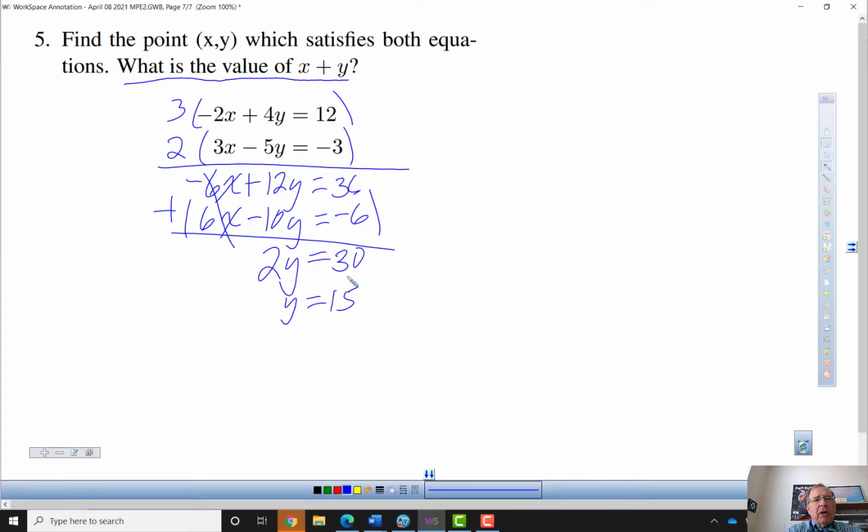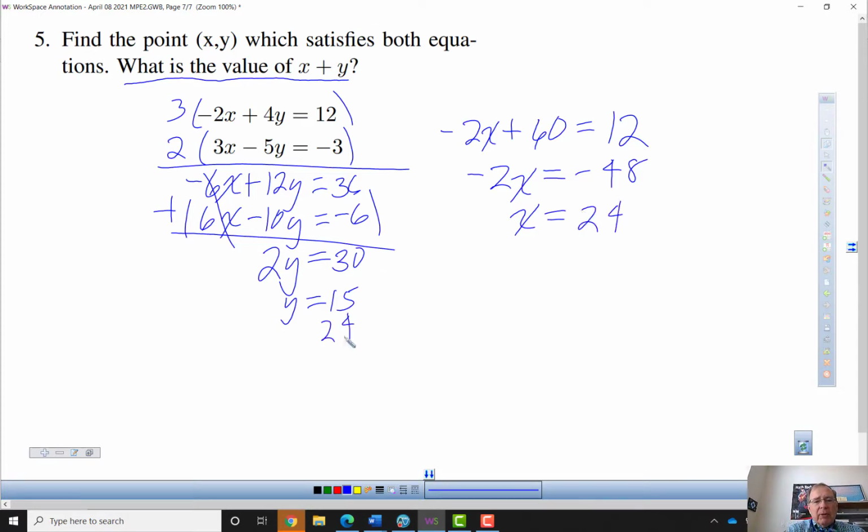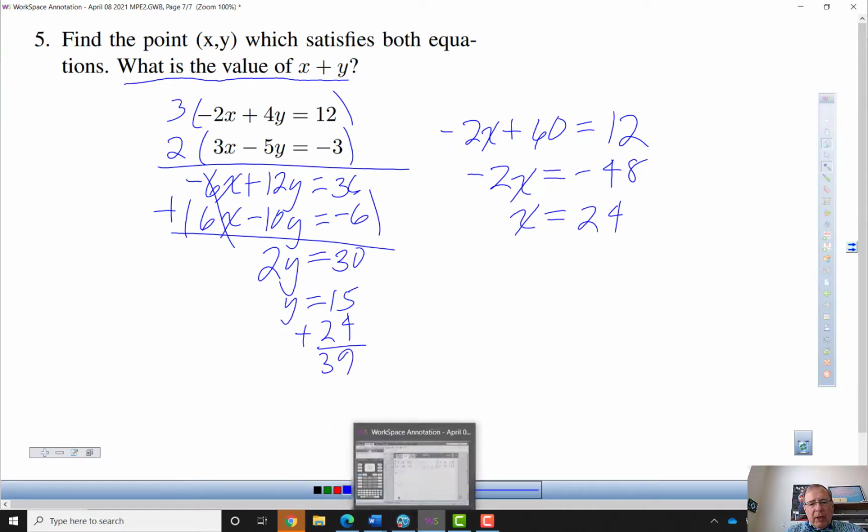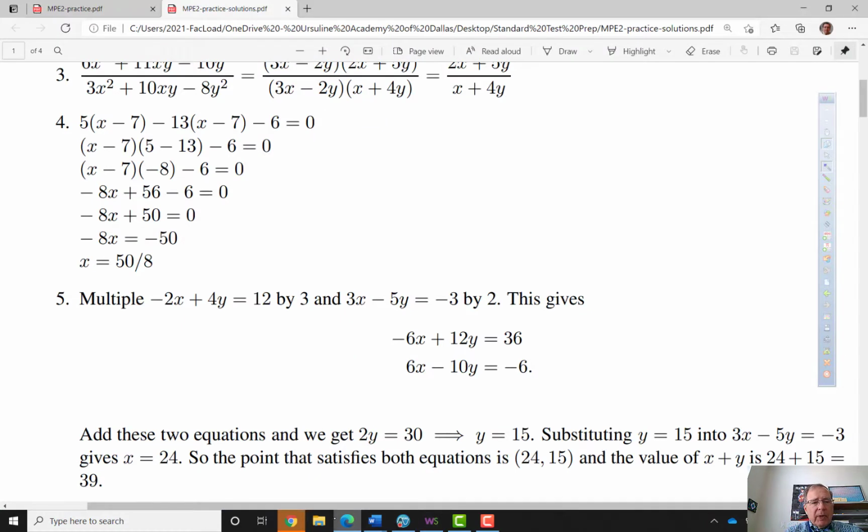So far I've only solved for one of my variables. So I'm going to put in the y: negative 2x plus 4 times 15, which is 60, equals 12, so negative 2x equals negative 48, then x equals positive 24. If I add those two together, I get 39. And if I go check their solution, they basically did exactly the same thing, so x plus y is 39.